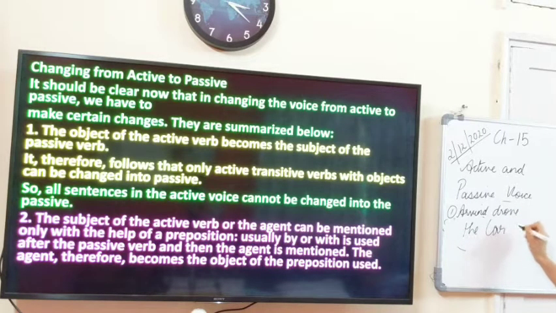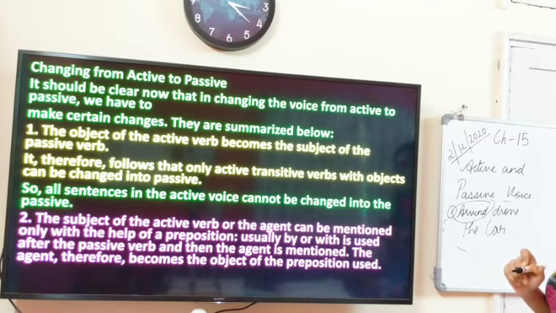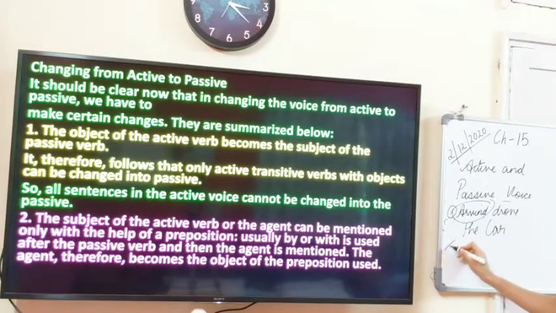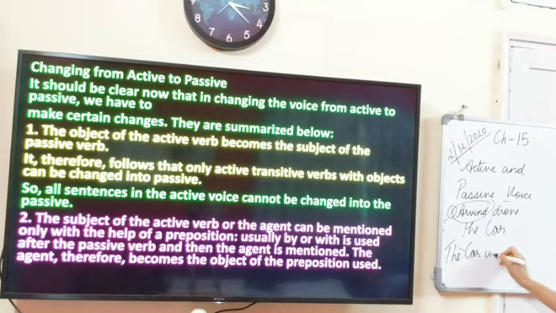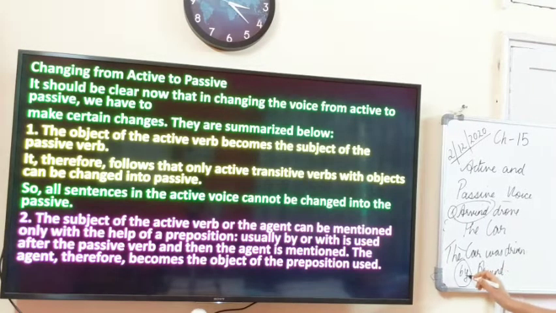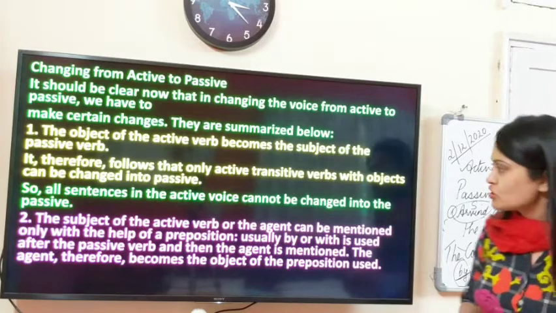Arvind drove the car. So the second point is the subject of the active verb. This is the subject. It can be mentioned only with the help of a preposition. So, the car was driven by Arvind. When we are writing the car was driven, by is the preposition, children. Look carefully. By Arvind. So we cannot write the subject over here in the object's place without the preposition. Okay, clear this point also, children?